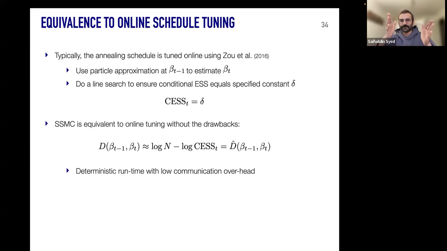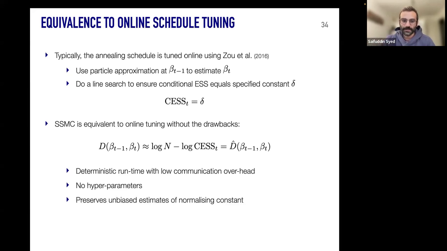Because we have pre-specified the number of distributions in every single round, it's a deterministic runtime. We know each round how long it will take to terminate, and we can cut it off at an earlier round if we lose our budget altogether. There's also no hyperparameters to tune with this round-based approach, and you still preserve the unbiased estimates of the normalizing constants because, again, you're using the previous round to predict what the next schedule should be, rather than the current schedule to figure out the next schedule.